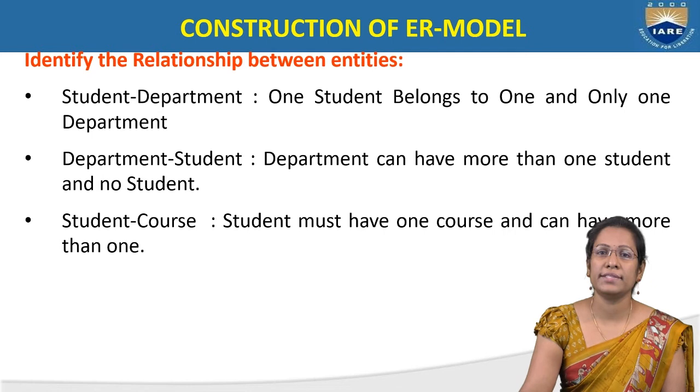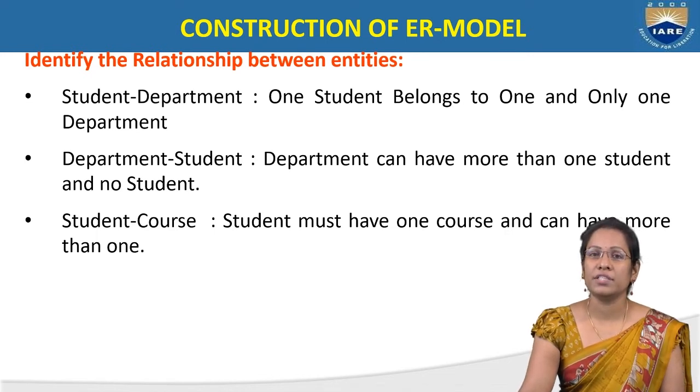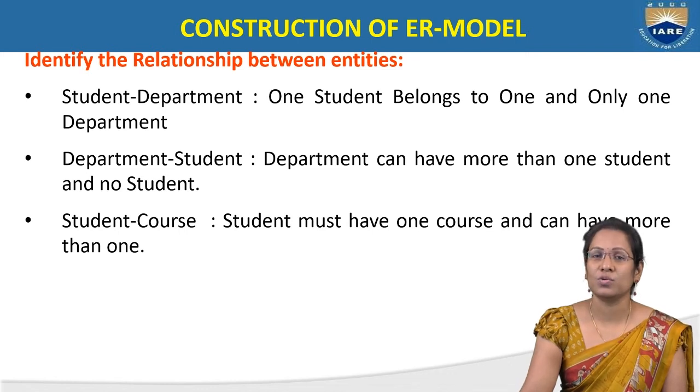Coming to the next relationship, the third entity I have covered here: student and course. Obviously the student takes courses. The course here is not a department, the course is a subject. The student can take one subject or more subjects.